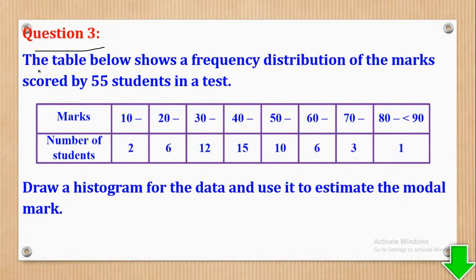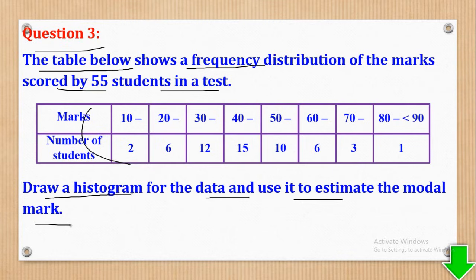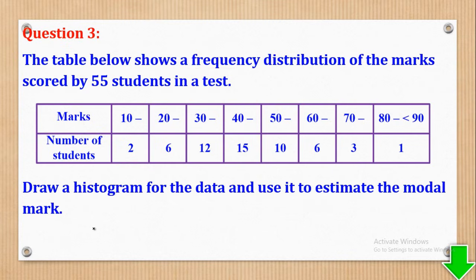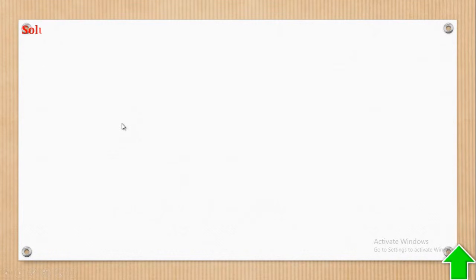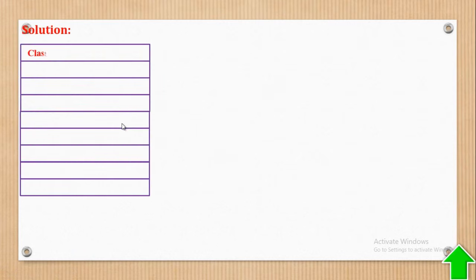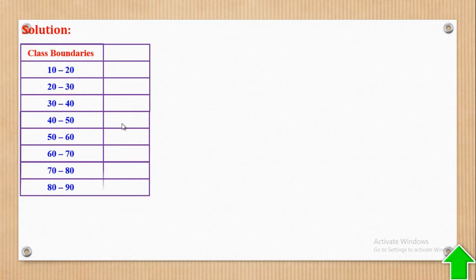Then question 3 says the table below shows a frequency distribution of marks scored by 55 students in a test. So there's the table. Then it said draw a histogram of the data and use it to estimate the modal mark. So a histogram is frequency against class boundaries. So those are the class boundaries, and these are the frequencies.